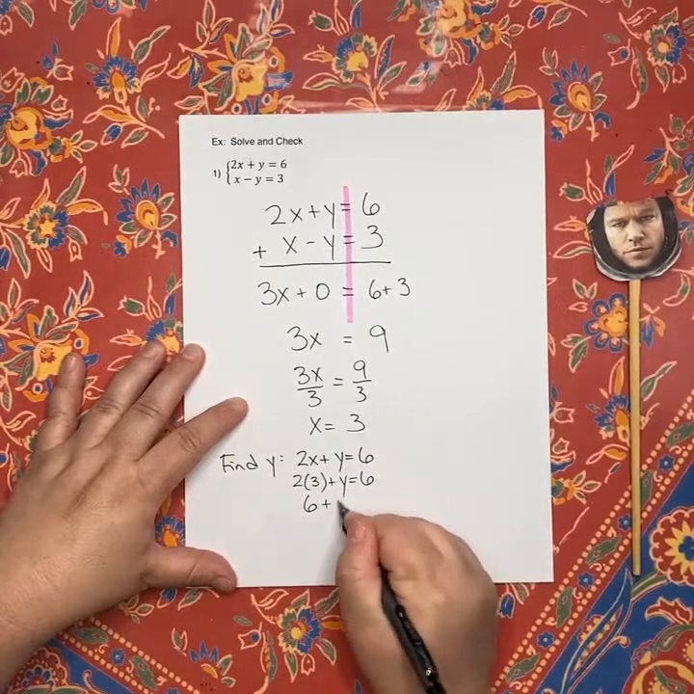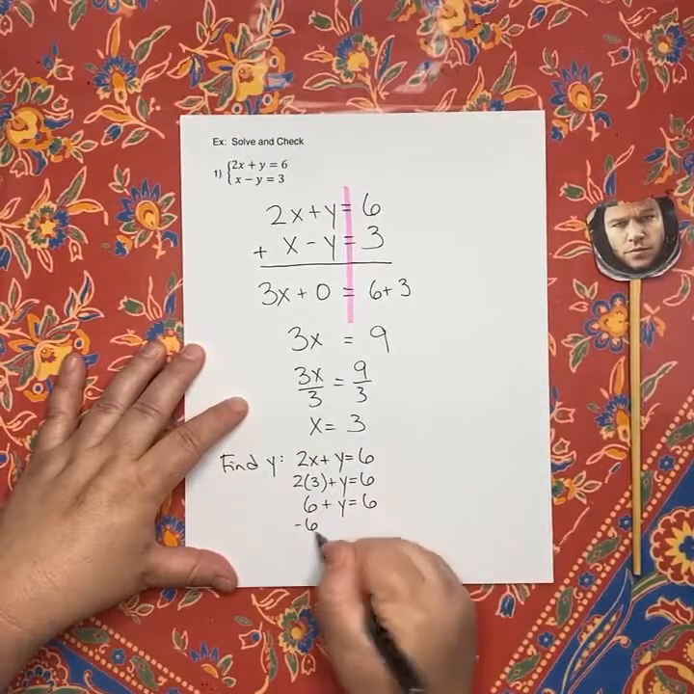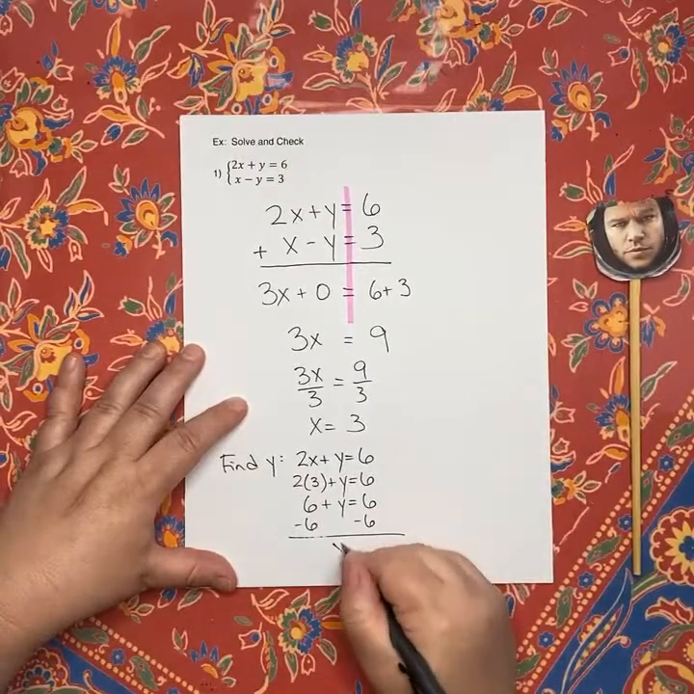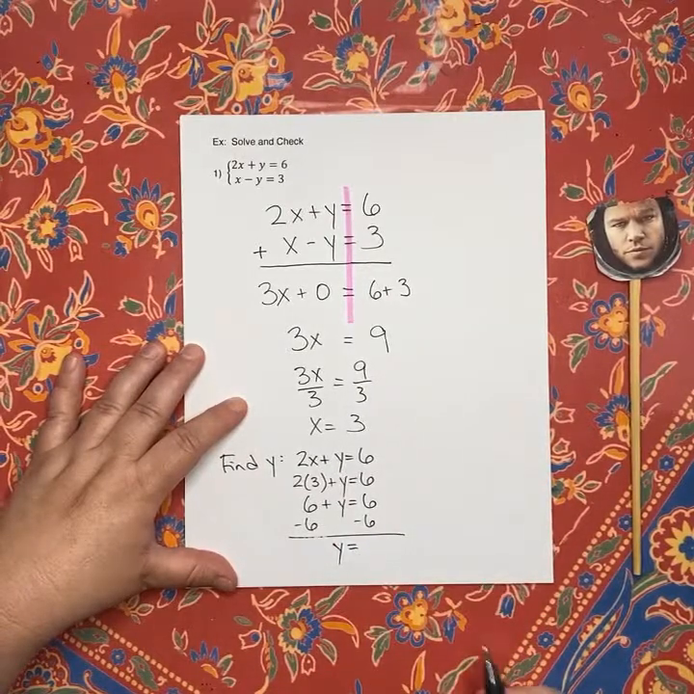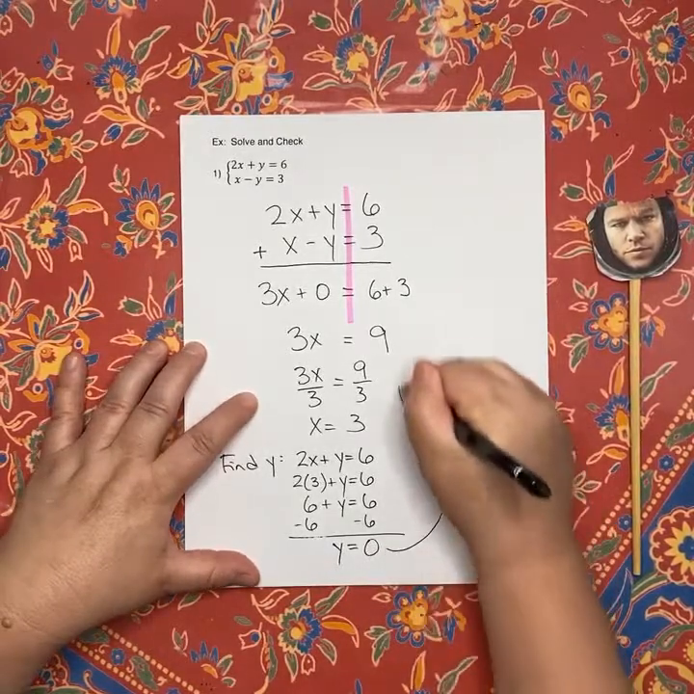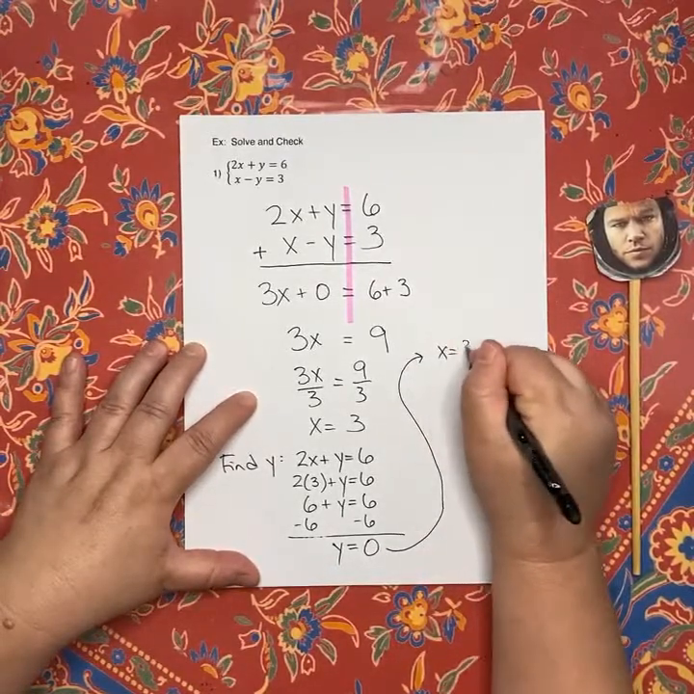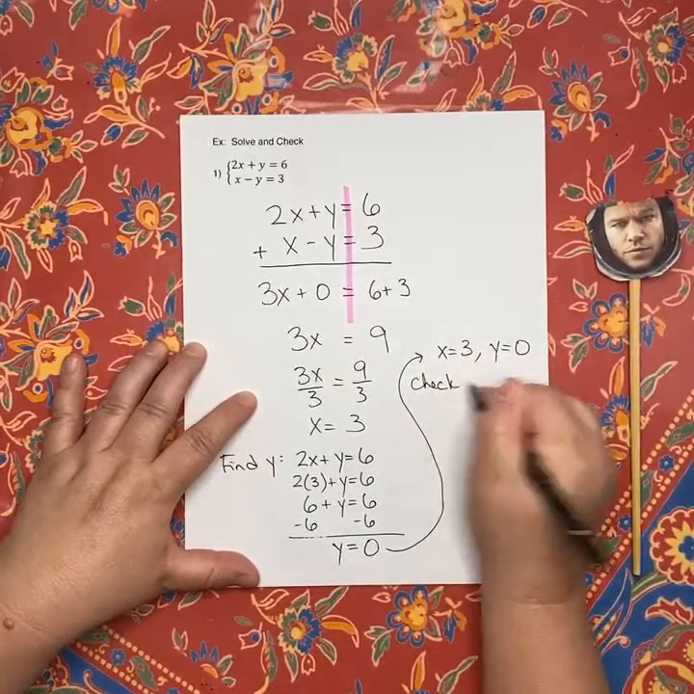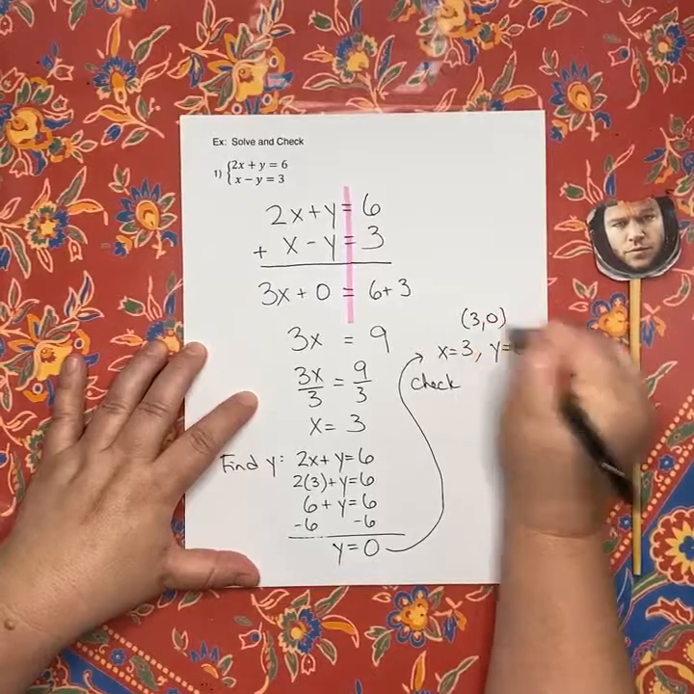So 6 plus y equals 6. Subtract 6 from both sides. Everyone starts to panic. They're like, wait, what happens when everything's gone? And the answer is there's nothing there. y equals 0. Okay, so x equals 3, y equals 0. Oh, and we can write it like (3, 0) if we want.